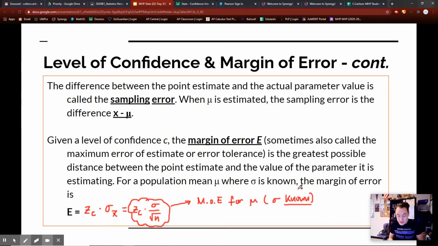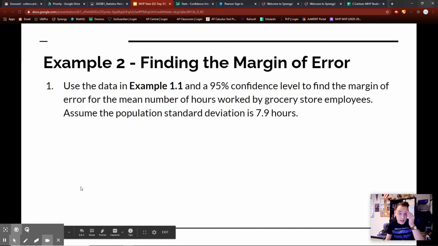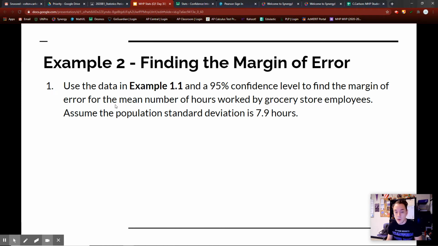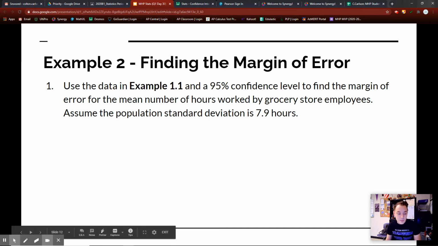All right, let's start analyzing the margin of error by using the previous point estimates that I found in example 1. In example 2, I have this first part. We're going to use the data from example 1.1 and a 95% confidence level to find the margin of error for the mean number of hours worked by grocery store employees. We want to assume that the population standard deviation is 7.9. So how do I do that?